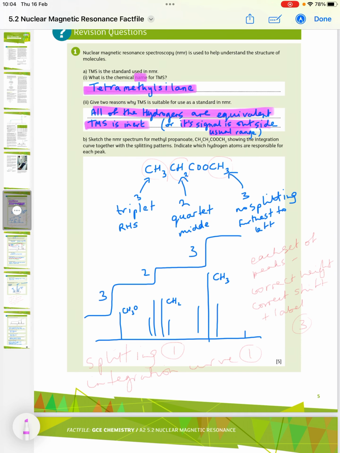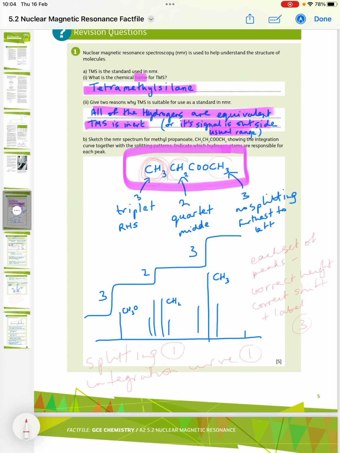Now, this is a nasty question, I think, 5 marks, and it's quite tricky, so let's just go through it quite slowly. So sketch the NMR spectrum for methyl propanoate, showing the integration curve together with splitting patterns, and indicate which hydrogen atoms are responsible for each peak. So I've written out the formula here for the methyl propanoate, so we can see it a bit clearer instead of up there in the tiny writing. And then I've just identified the 3 separate environments for the hydrogens.